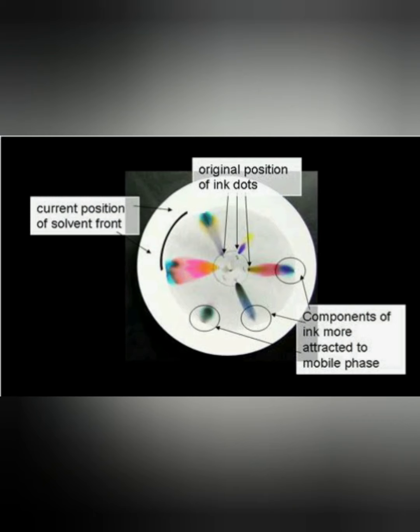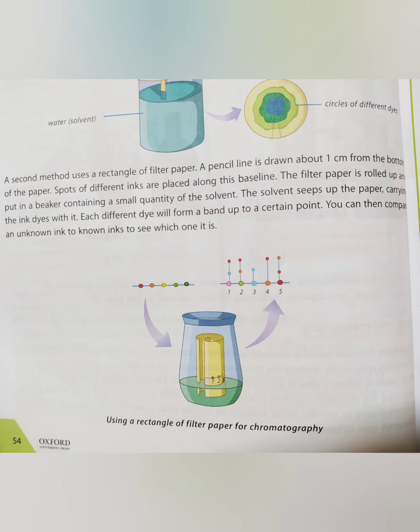The second method uses a rectangular filter paper. A pencil line is drawn at the bottom at a distance of 1 centimeter. Spots of different inks are placed along this baseline. The filter paper is rolled and put into a beaker. The solvent moves up, carrying the ink dyes with it.